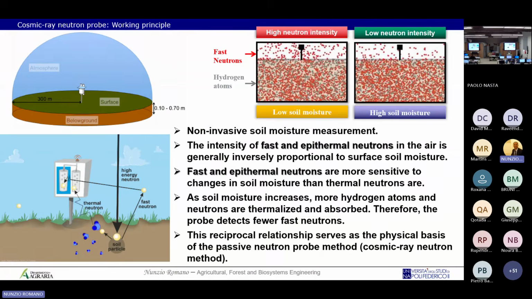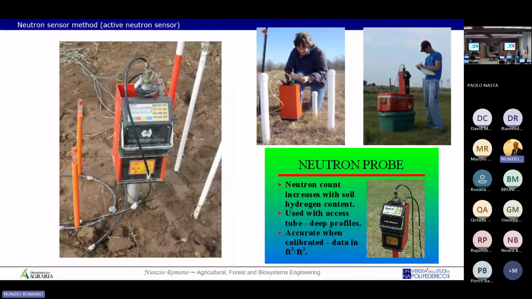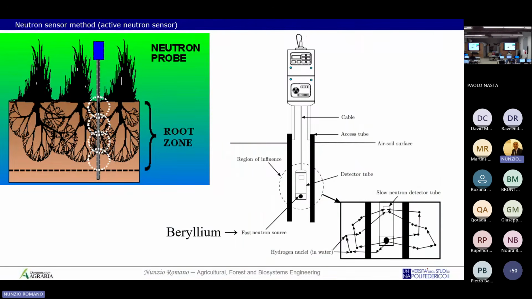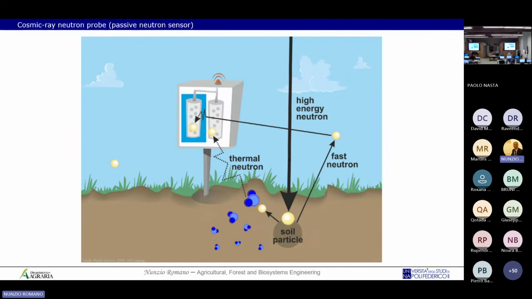So it's quite different compared to the active neutron probe. The active neutron probe just detects the thermalized neutrons. This is the functioning of the active neutron probe. The passive neutron probe needs to detect both, and the difference between the fast epithermal neutrons and the thermalized neutrons gives you an idea of the average soil moisture in a relatively large area of hectares.